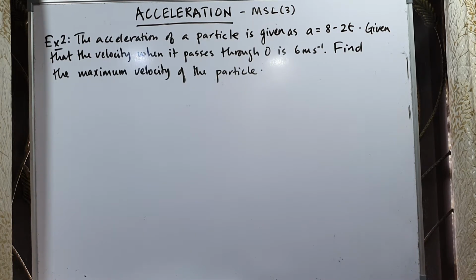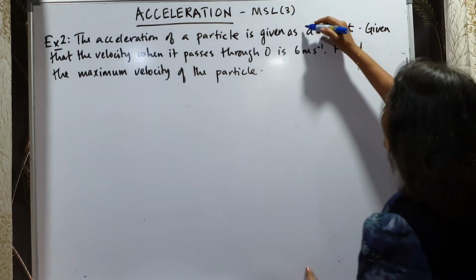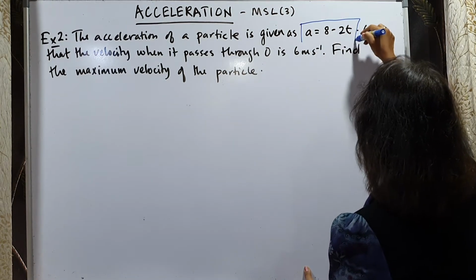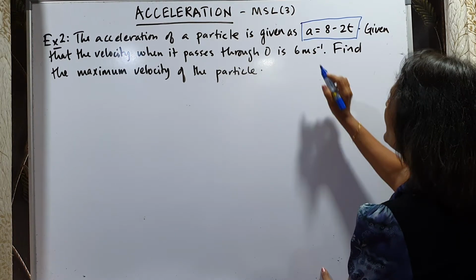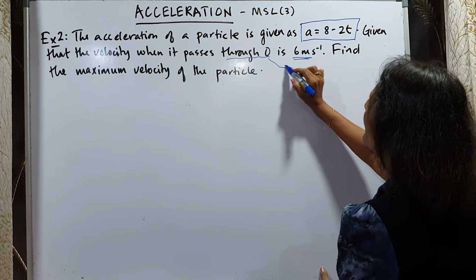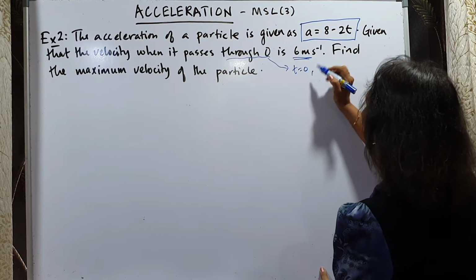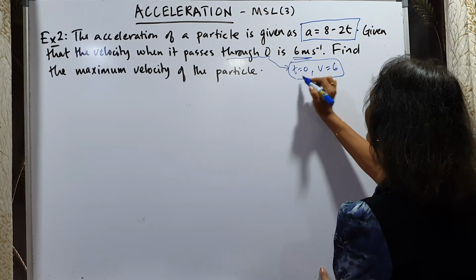Okay, one last example. The acceleration of a particle is given as this. Okay, we are given a is equal to 8 minus 2t. Given that the velocity when it passes through O is 6. Okay, you are given passes through O means when t is 0, you are given v is 6. Okay, this information you're going to use later.